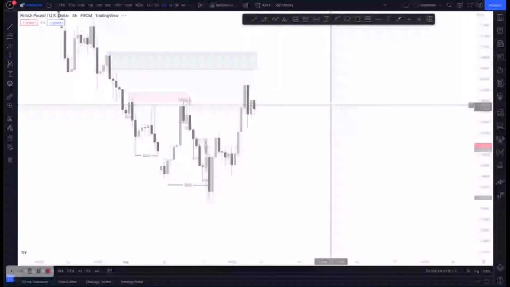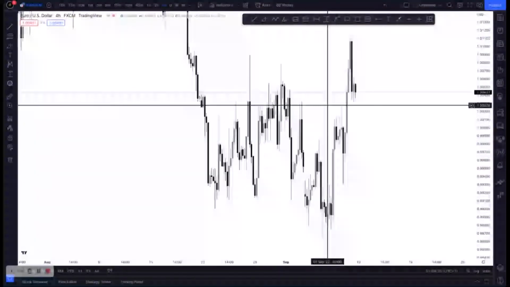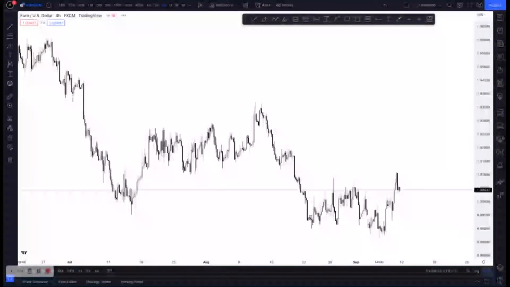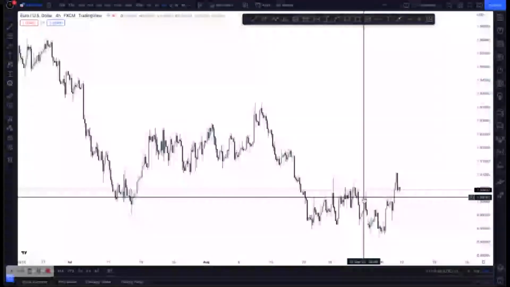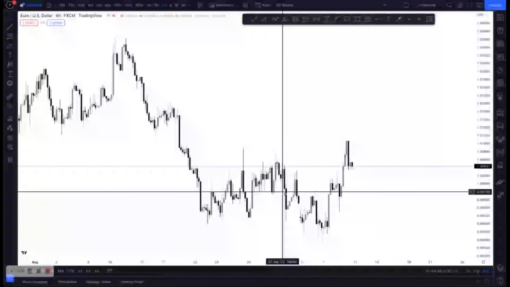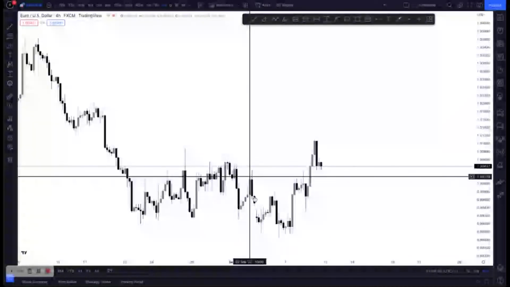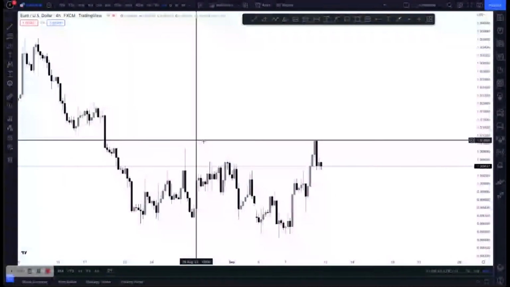Next pair is the EURUSD. The same scenario was seen on the EURUSD. I expected more sales, which was what happened in the market. We had more sales in the market at this level before the push to the upside at the past structure.